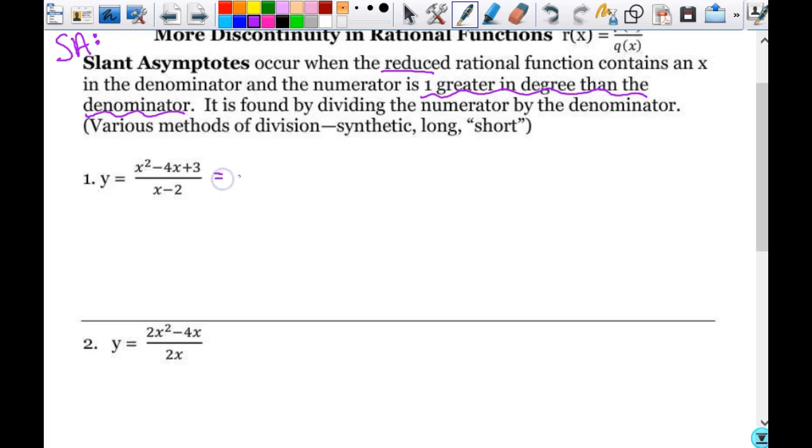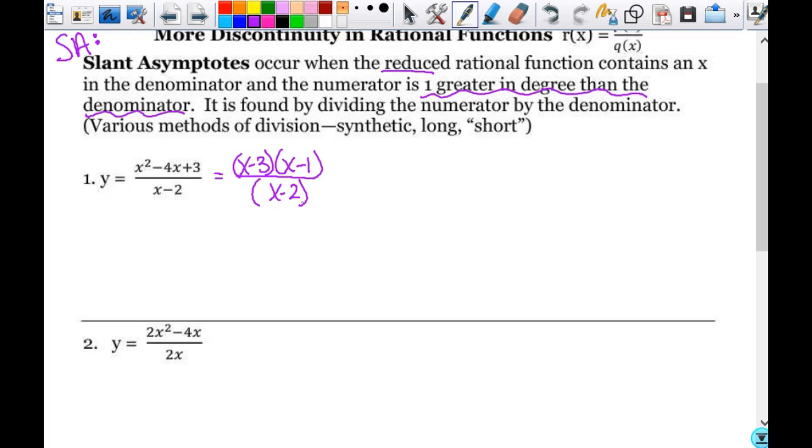So the numerator, if I factor it, what does that factor to? Or can I factor the numerator? I can. It becomes what? X minus 3 and x minus 1, right? And then I have x minus 2 in the denominator. Can't reduce it, right? So even though I factored it, I wanted to see if I could reduce it, and it can help me with some other things.